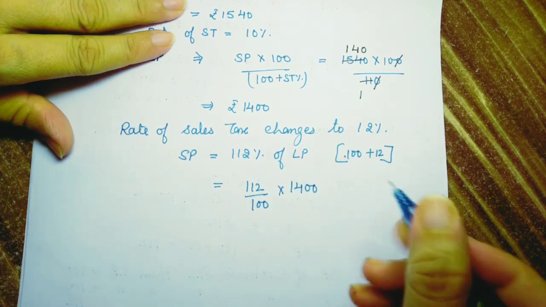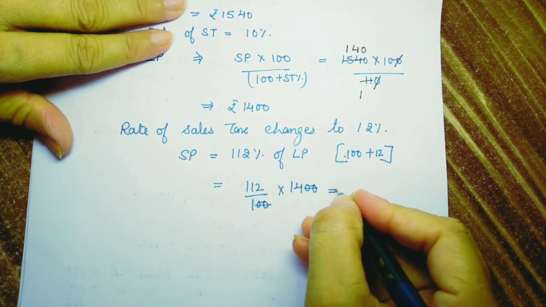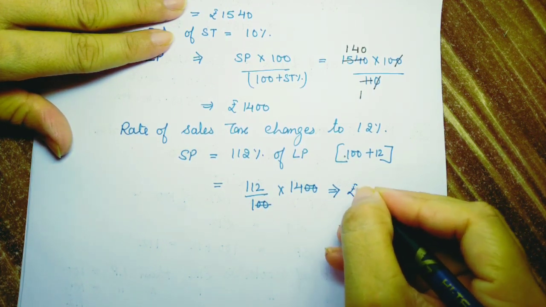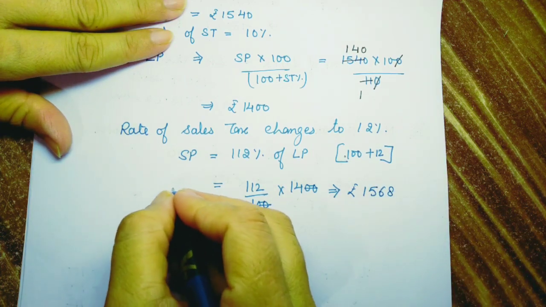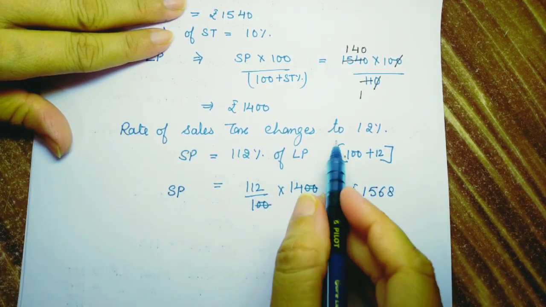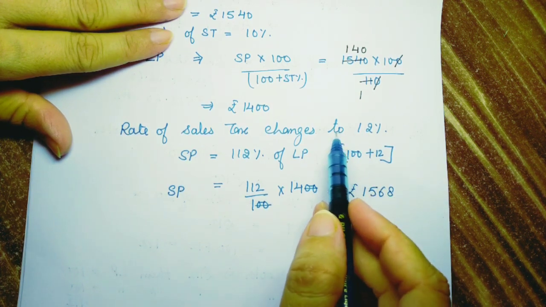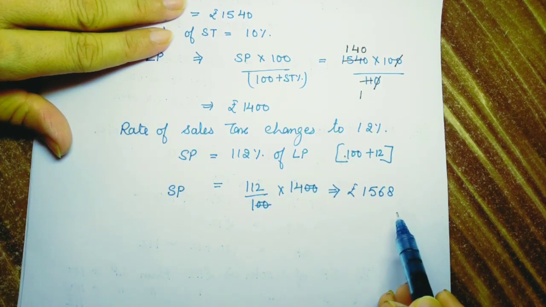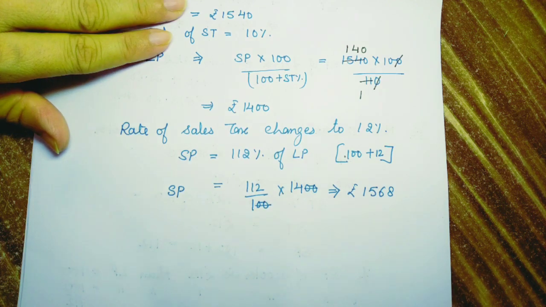which we have calculated now. Okay, 20 cancel by 20, 112 multiplied by 14. From here we are getting, students, rupees 1568. This is the final SP after changing the tax rate. Okay, after changing the tax rate, the final SP is rupees 1568.